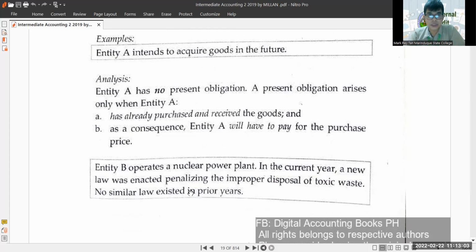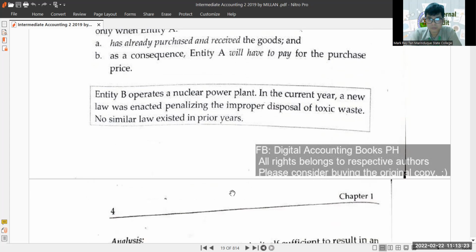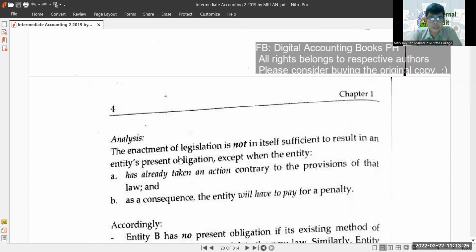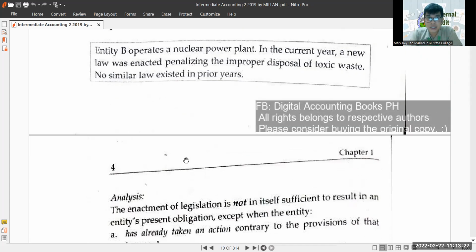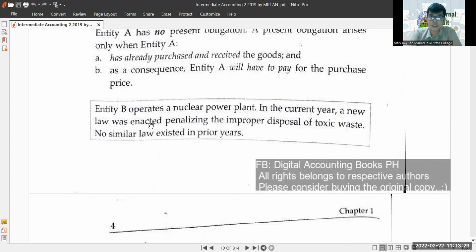Ito, example, letter B. Entity B operates a nuclear power plant. Ayan. In the current year, a new law was enacted penalizing the improper disposal of toxic waste. No similar law existed in prior years. So, tanong, may obligation na ba si entity B? Let's proceed to the next page. Okay, anyway, answer here is no. Wala pang obligation si entity B.